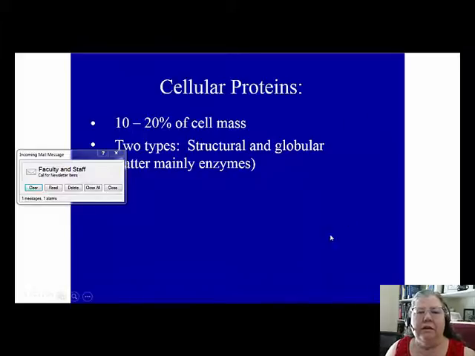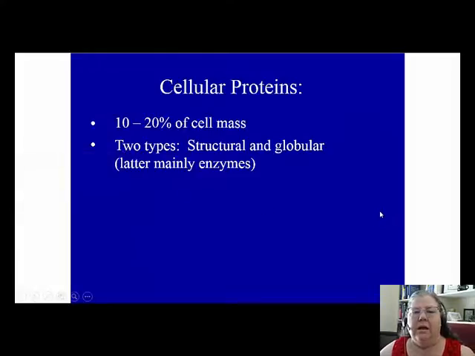In addition, there are globular proteins, and many of these are enzymes, some of them produced for use within the cell, some of them produced to be extruded from the cell and used by the body in another way. So just be aware that protein is part of the construction of the cell.